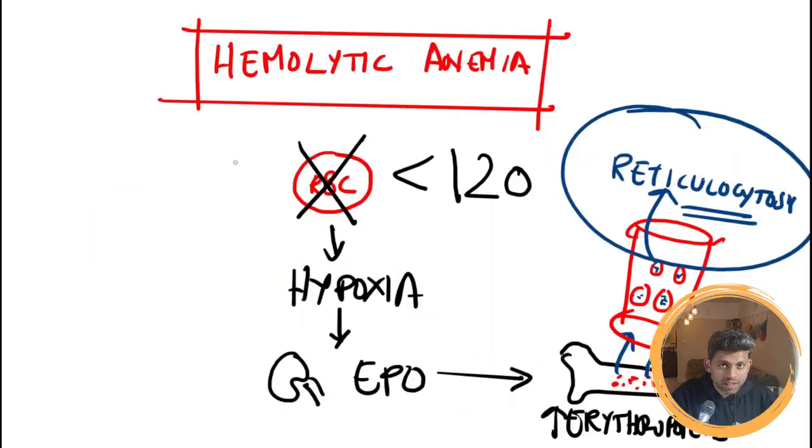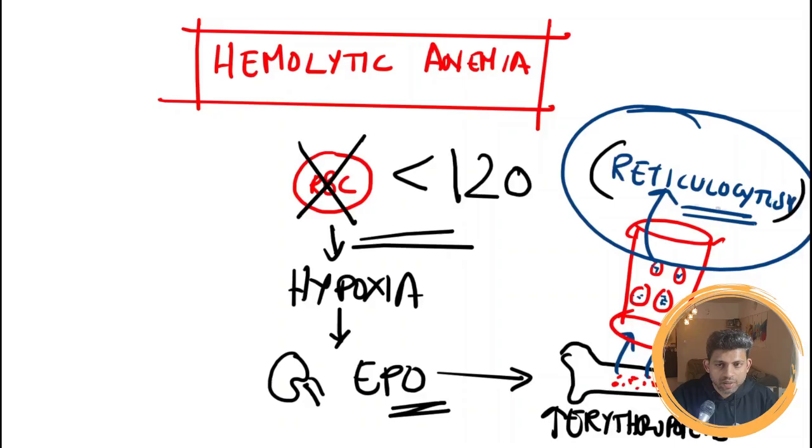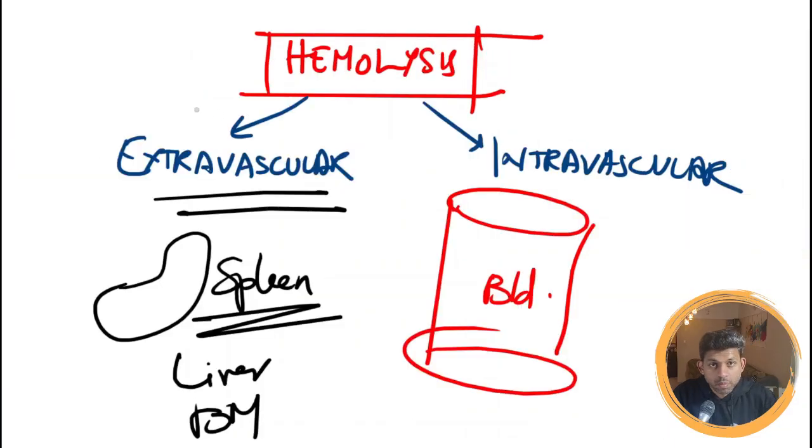Till now, we have learned that hemolytic anemias are due to premature destruction of RBCs, which in turn increases erythropoietin, and because of increased erythropoiesis, you get reticulocytosis, which is a hallmark of all hemolytic anemias. Then we learned that hemolysis can be extravascular or intravascular, and that extravascular hemolysis mainly occurs in the spleen, while intravascular occurs within the circulation.